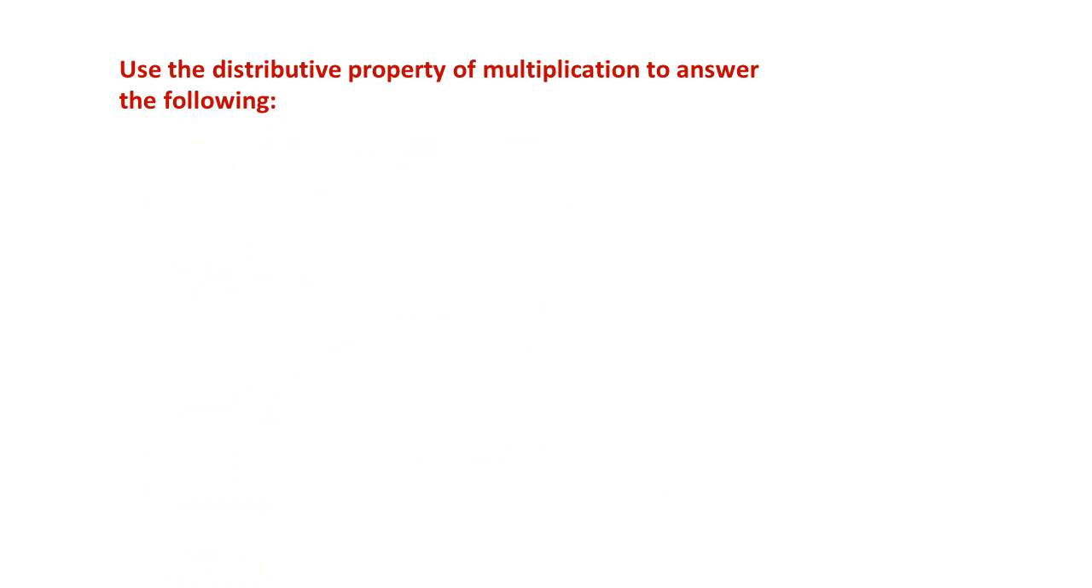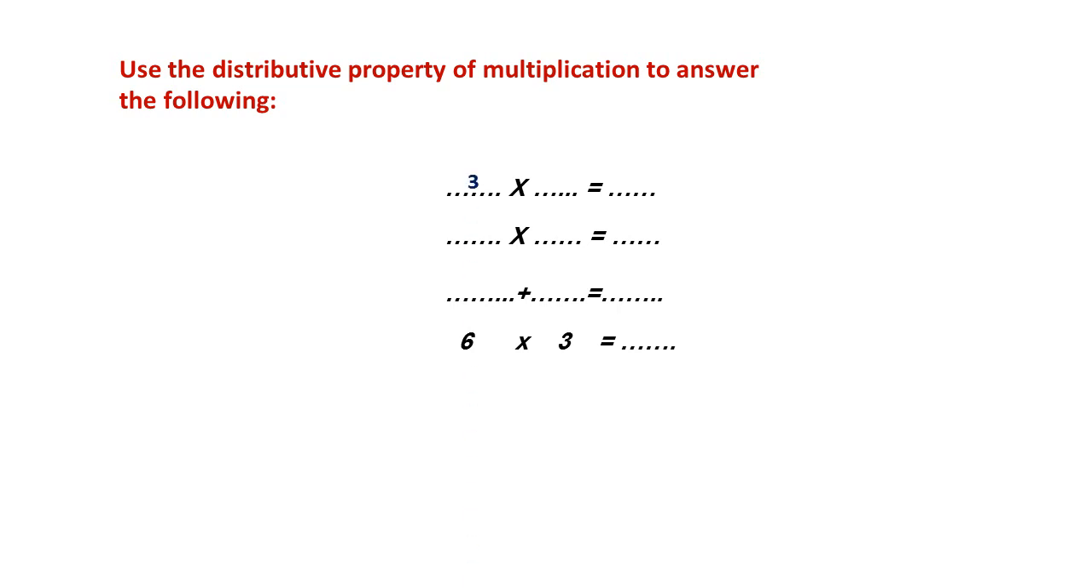Now, use the distributive property of multiplication to answer the following question. Okay, when I see the distributive property, I will choose a number to break it. So here, I will choose 6 to break it. I will break 6 into 3 and 3. So we will write 3 and 3.